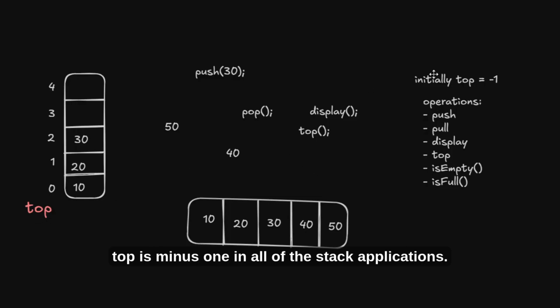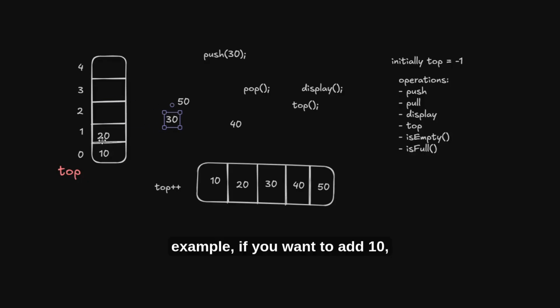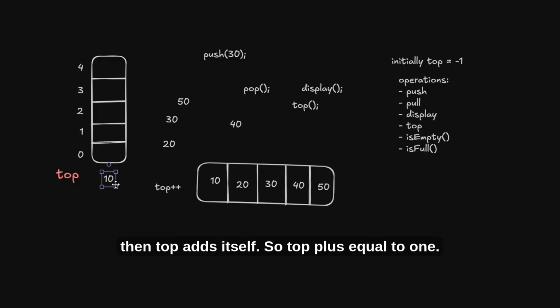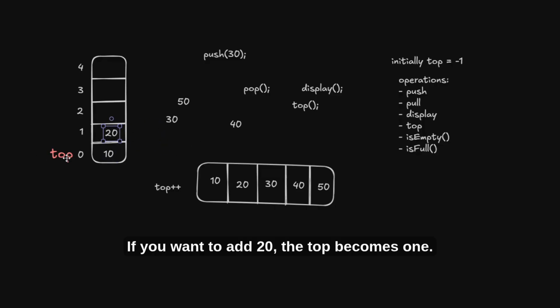Initially, top is -1 in all stack applications. And then when we add an element into the stack, we write push of a number. So basically, top increments itself. It goes on like top plus plus. For example, if you want to add 10, then top adds itself. So top plus equal to 1, and then top becomes 0. If you want to add 20, the top becomes 1.